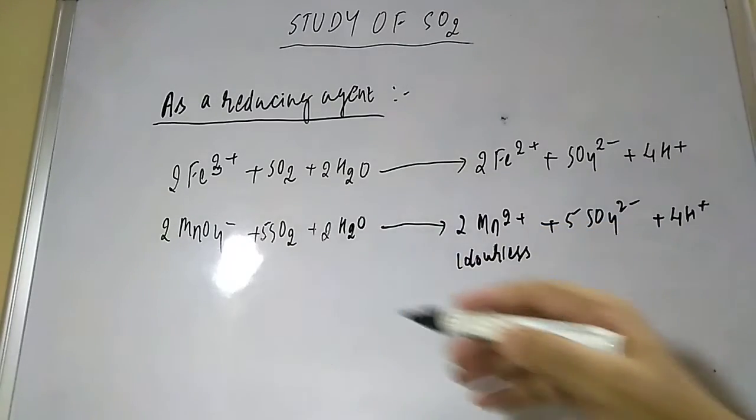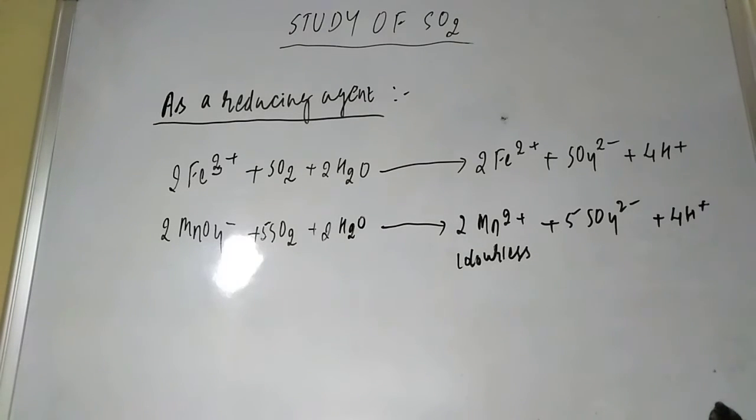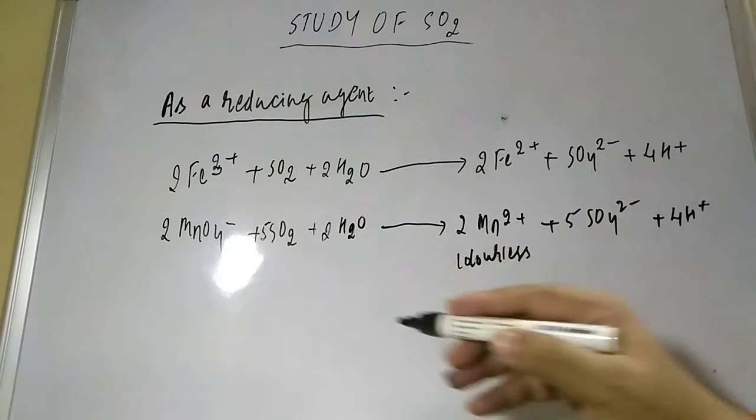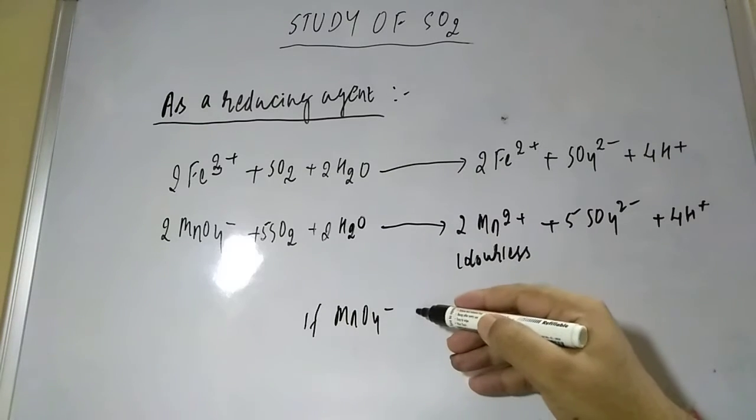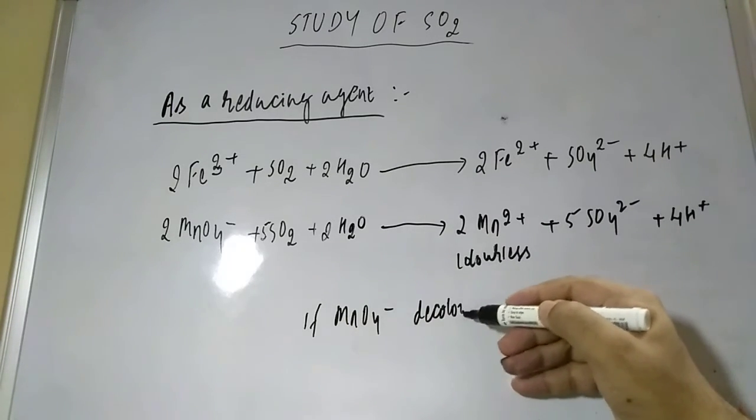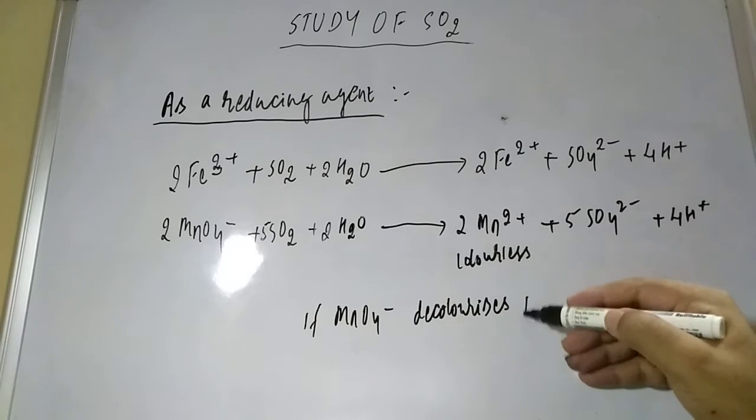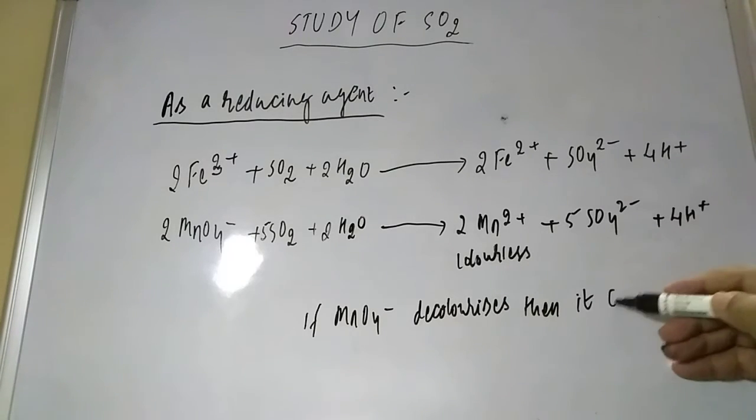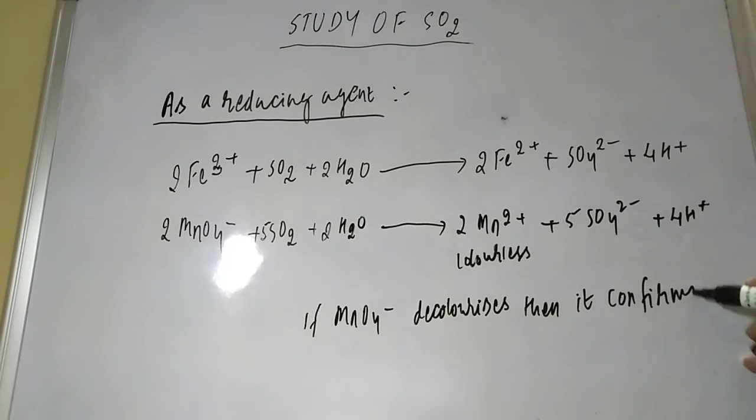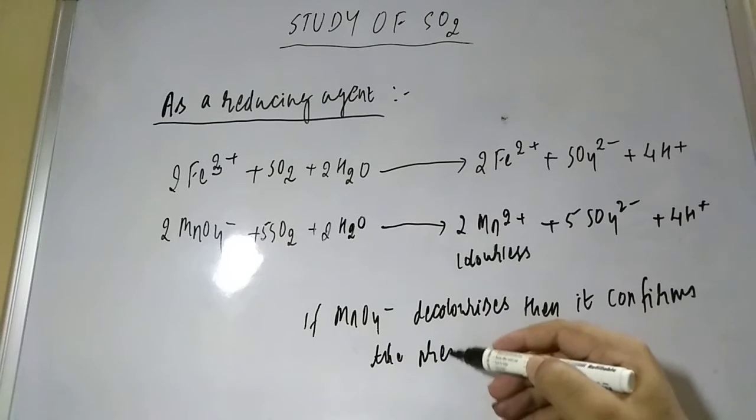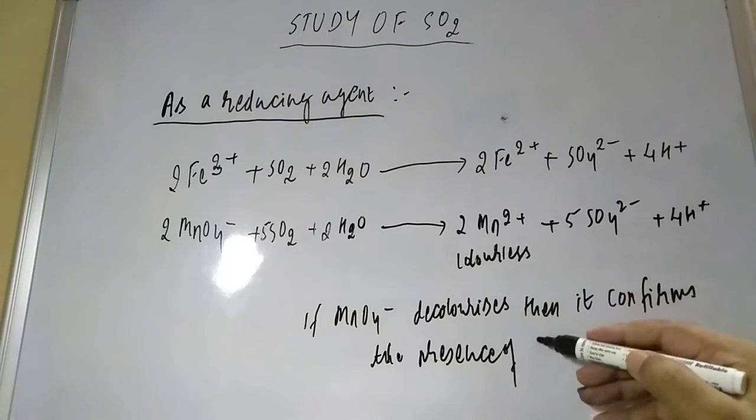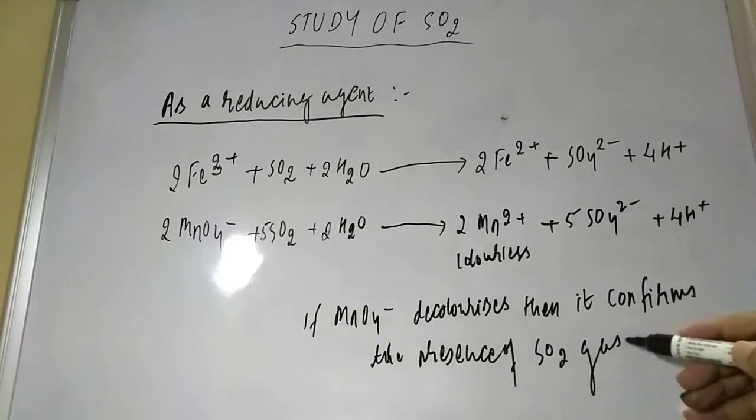So MnO4- decolorizes, which explains that SO2 gas is present. If MnO4- decolorizes, then it confirms the presence of SO2 gas. So this was also an important chemical property.